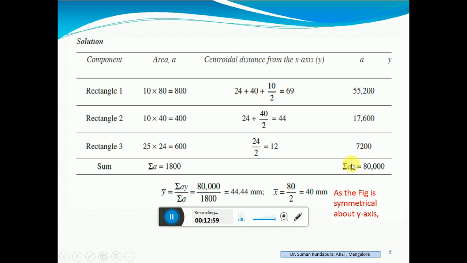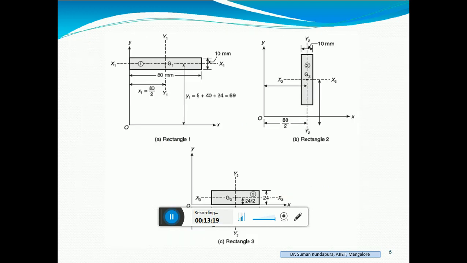Sum up everything. You will get summation ay, the sum of moment of area of all the rectangles. So that divided by the actual area, the entire area, will give you the y bar distance. So x bar and y bar is found out. That is all they have asked in this problem. Okay. So this is how you measure the distances from the x and y axis, the reference axis, for each rectangle.